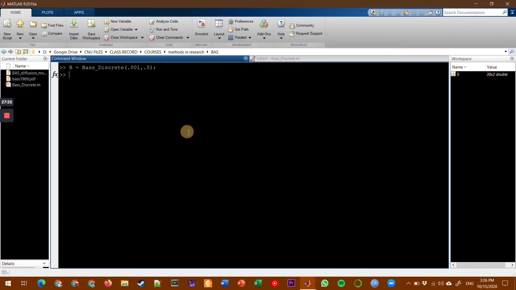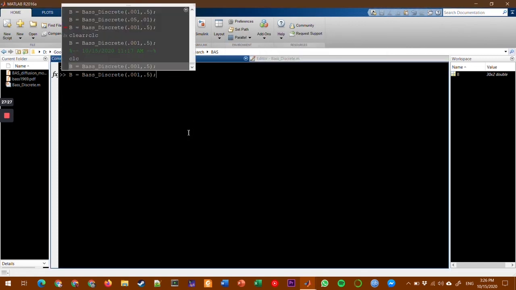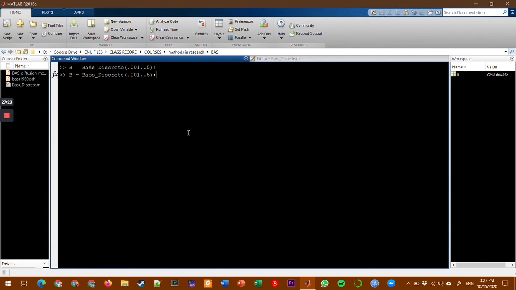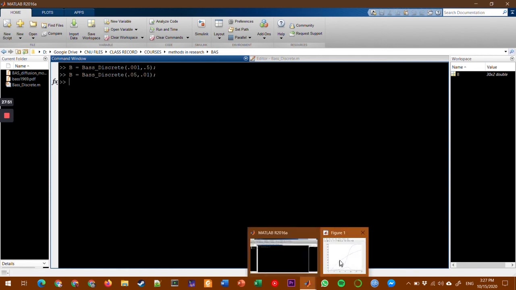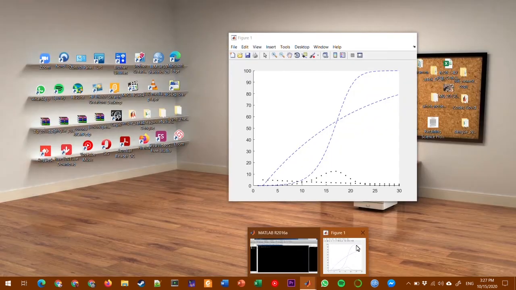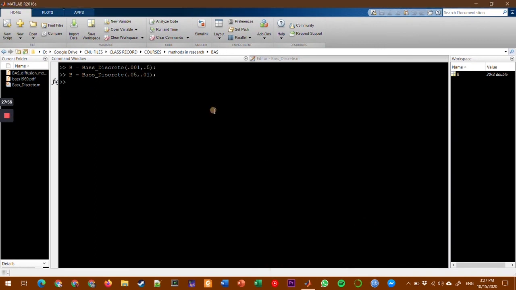So how about if we try to change, to tinker around with the values of p and q. Let's say p is now 0.05, so p is now bigger than q. So q is now 0.01. So let's see what will happen. Okay, let me close this. Let's run it again.